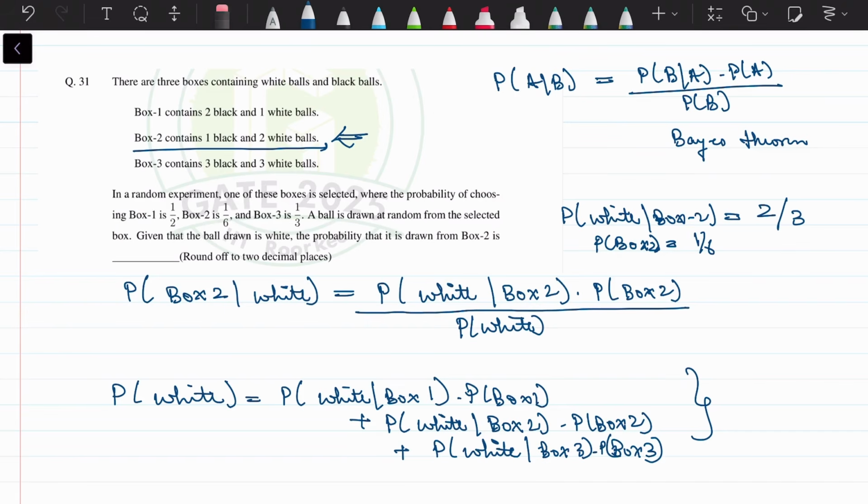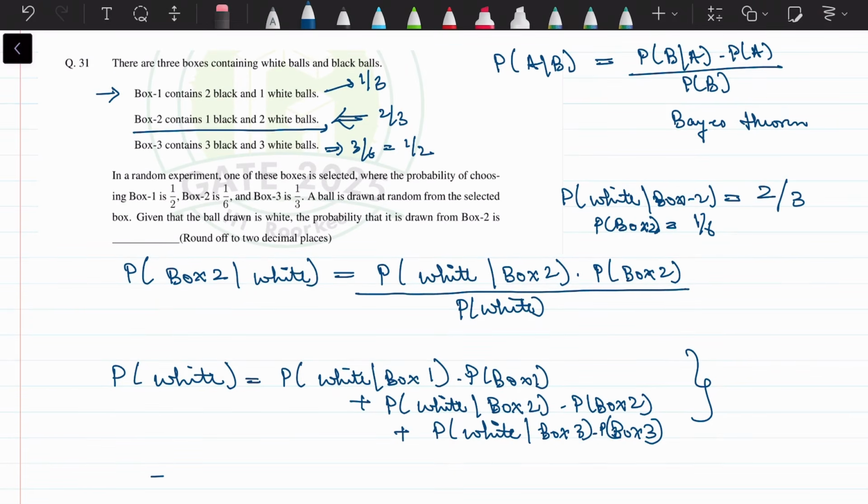Now let's calculate probability of white ball given box 1. Since the ball is chosen from the box 1 now, the probability of choosing white ball is 1/3, and probability of white ball given box 2 is calculated as 2/3 before, and probability of choosing white ball from box 3 is given by 3/6, which can be written as 1/2. Now we know all the terms. Probability of box 1, box 2 and box 3 is given in the question as well. So now we know all the terms.